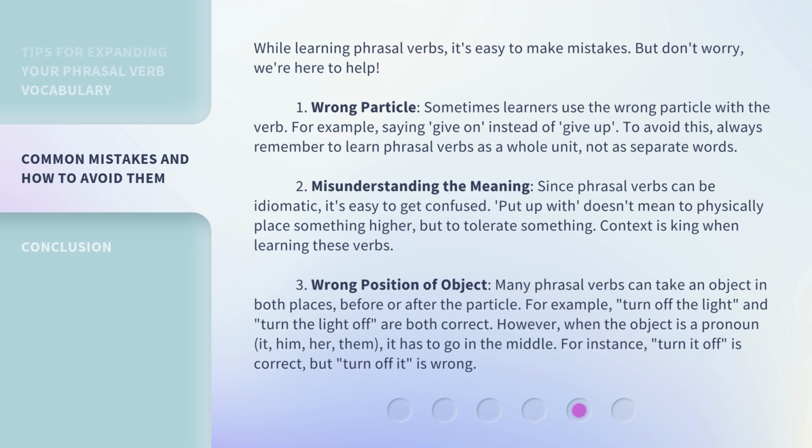3. Wrong position of object. Many phrasal verbs can take an object in both places, before or after the particle. For example, turn off the light and turn the light off are both correct. However, when the object is a pronoun, it, him, her, them, it has to go in the middle. For instance, turn it off is correct, but turn off it is wrong.